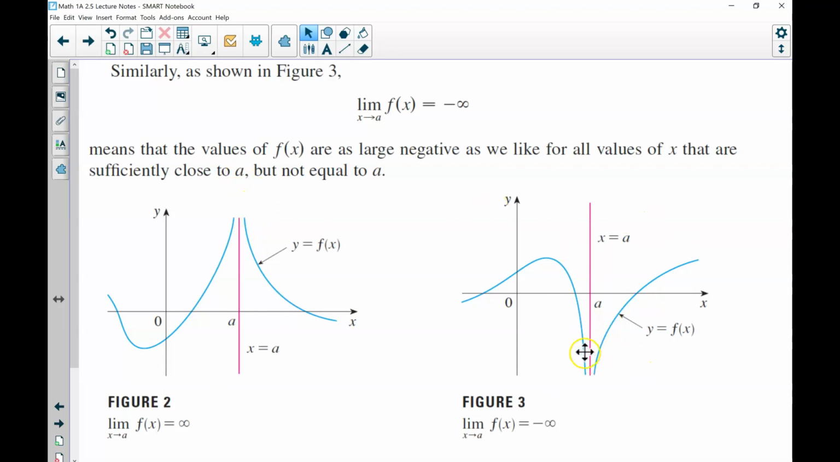Now, if you look at figure 3, what you notice is we have a vertical asymptote at x equals a, and on the left side, if we follow the function, it's going to be approaching negative infinity down here, and the same thing over here. So I'm going to just indicate that with arrows. You can see here that this function is approaching positive infinity, whereas this function is approaching negative infinity. So there is another set of definitions.